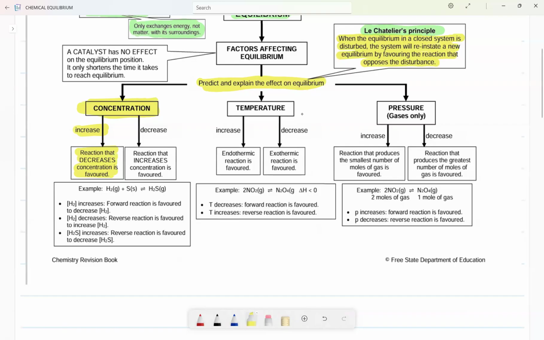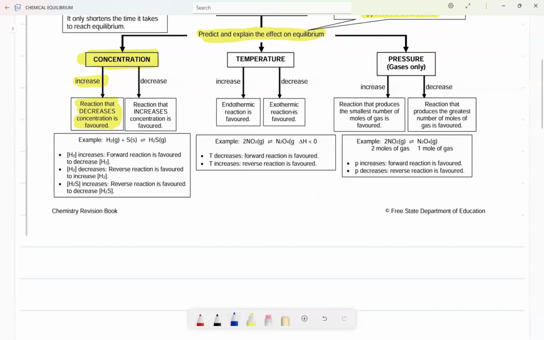Remember, Le Chatelier will say, okay, I won't allow more heat on this side. Rather, I will decrease the heat on the other side. The other side that we are transferring heat to is the one that we are favoring. What do I mean by that? Let's look at this example reaction here.